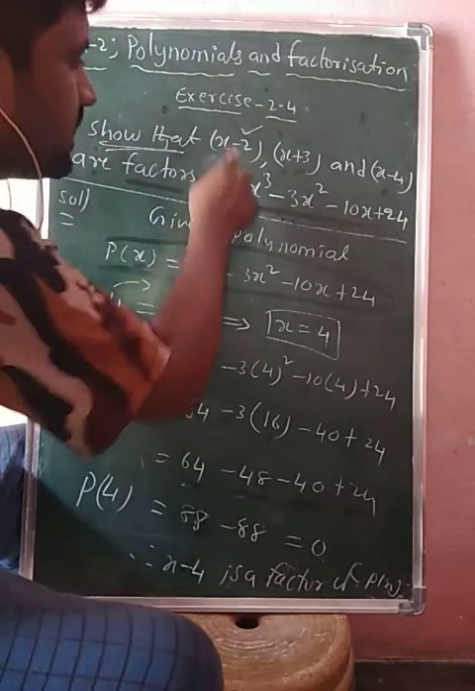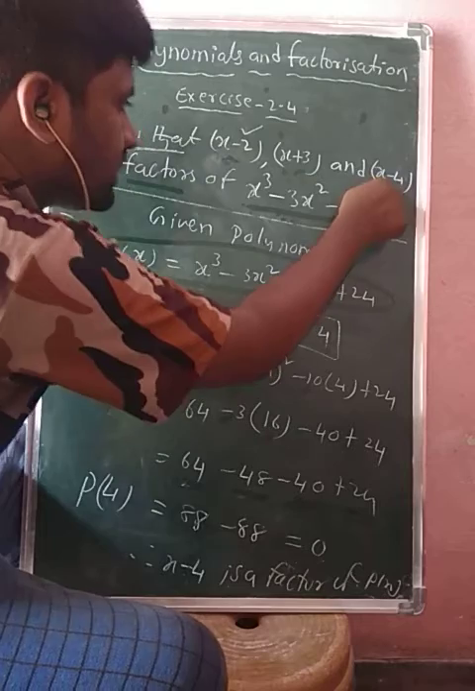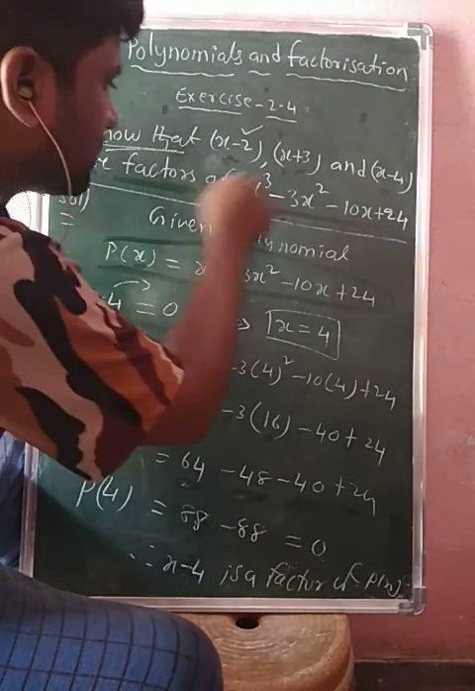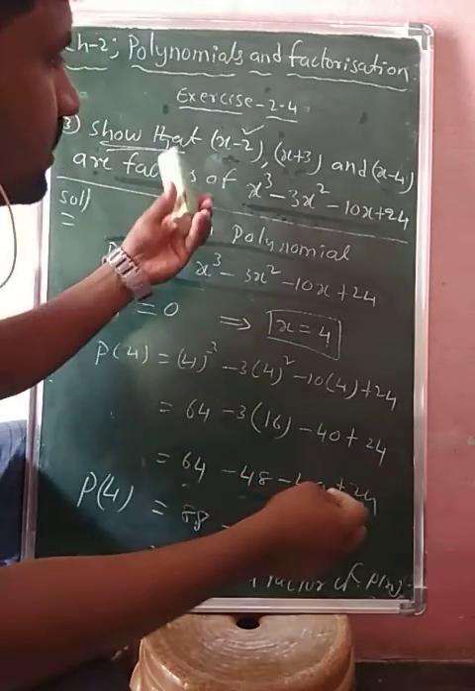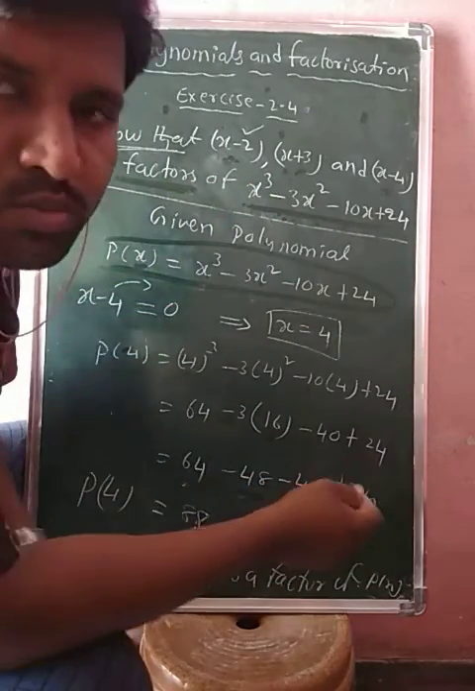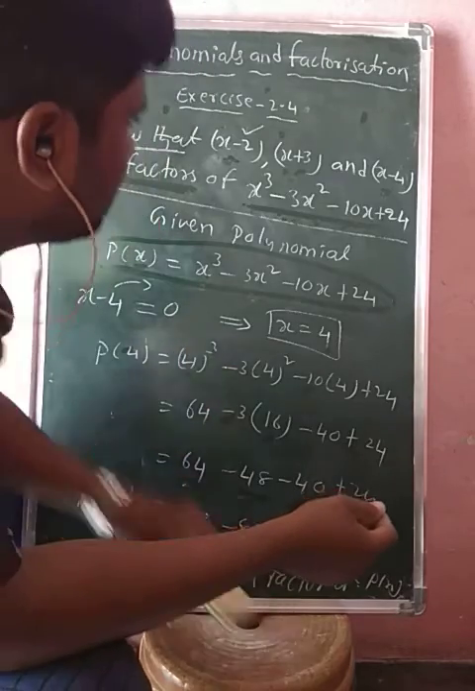So what is our question? Show that x minus 2, x plus 3, x minus 4 are the factors of the polynomial. These three are the factors of the given polynomial. So this is the required answer for this question.